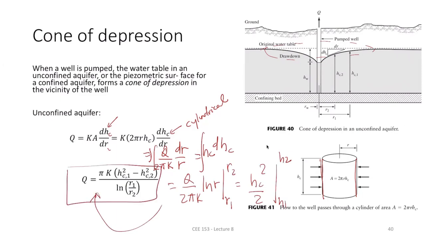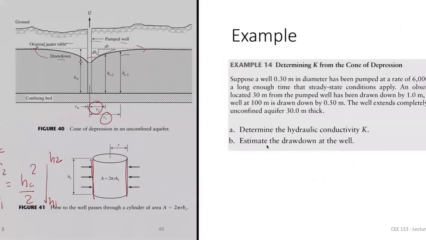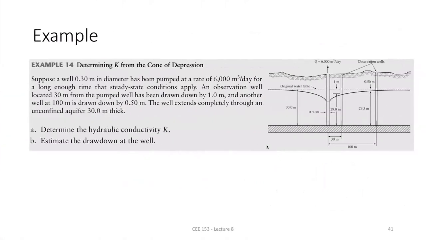What it says is that the amount of water you can pump is a function of the drop in height at different distances from the well, r1 and r2. That gives you an idea of how to calculate the flow rate. Or if you know the flow rate, you know the hc, which is the cone of depression. Okay, so let's solve these questions.